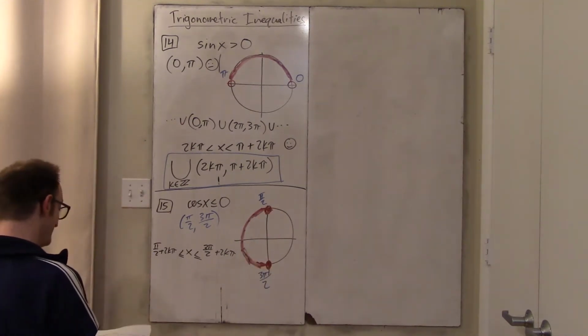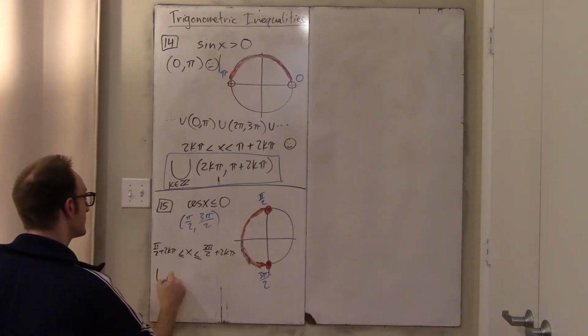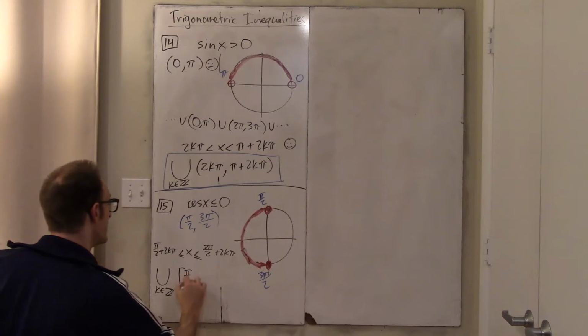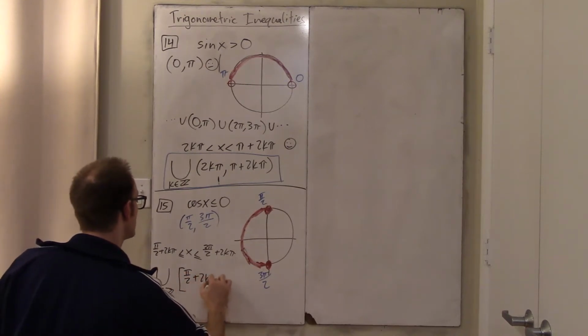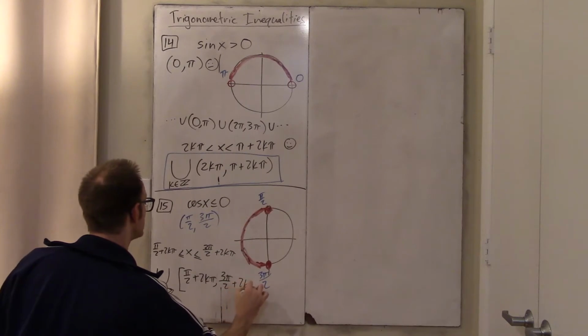Okay, good. And finally, I can write this as the union of an infinite number of intervals, each of which now is a closed interval of the form pi over 2 plus 2k pi to 3 pi over 2 plus 2k pi.